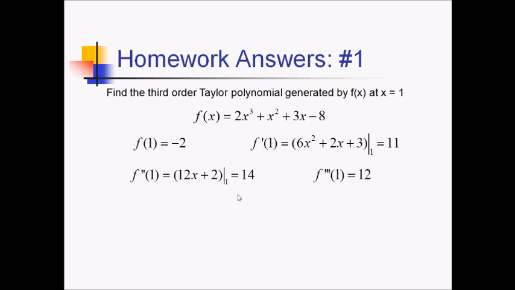So let's build our series now. We have f of 1, which was negative 2, plus f prime of 1 times x minus 1. So 11 times x minus 1. Next, we're going to have 14 times x minus 1 to the second power over 2 factorial. And finally, we'll have plus 12 times x minus 1 cubed over 3 factorial. And I could simplify this, but I'm just going to leave it the way it is.